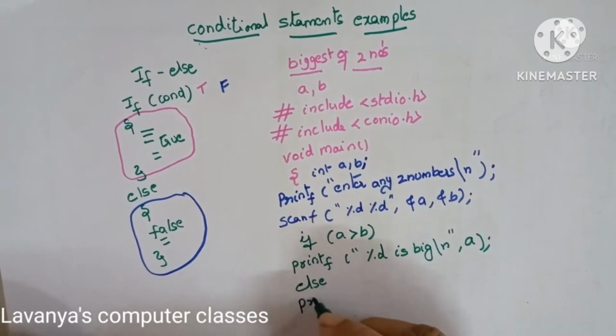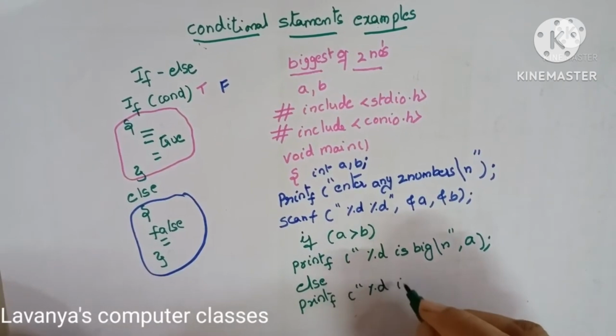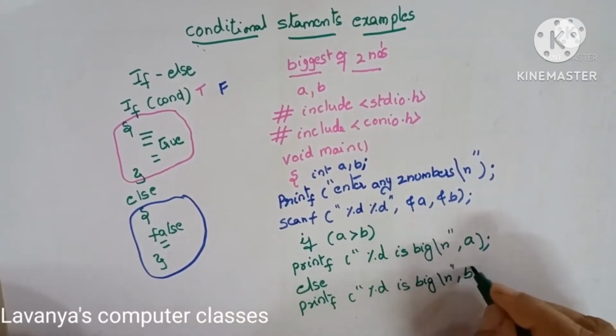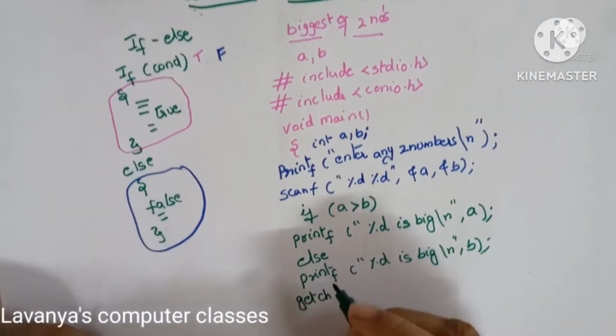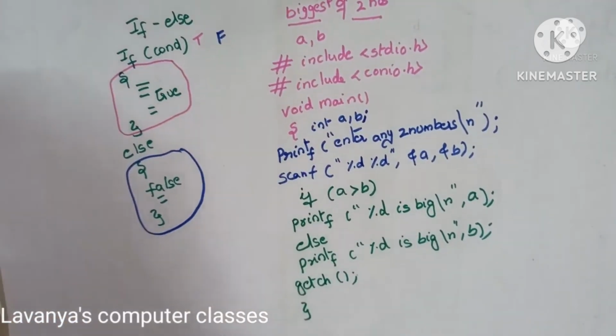Else, if the condition is false, that means A is not big. Then what is the answer? printf "%d is big". Which one is there other than A? B is there. So the program is over. getch, close the program. So this is the program.